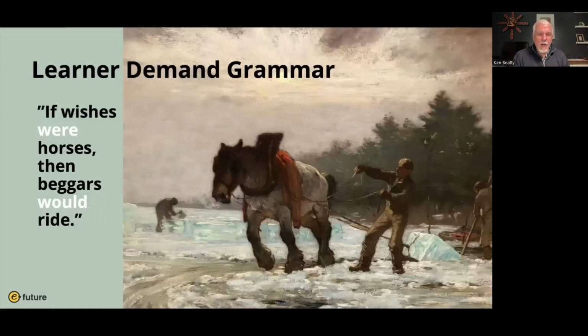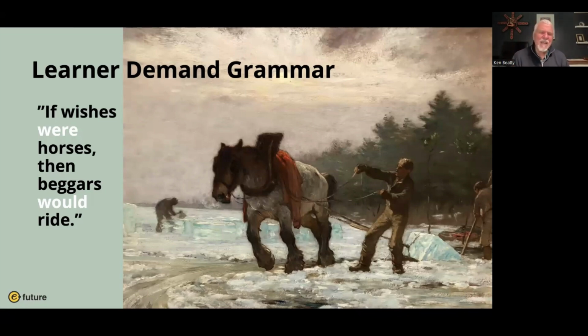With learner demand grammar, here was a personal example for me when I was a child, and my father would use this expression all the time. He would say to me, "If wishes were horses, then beggars would ride." And I had no idea what that meant. I would say, "Oh, Dad, it's so hot today. Can we go to the beach? I wish we could go to the beach." And he would say, "Ah, if wishes were horses, then beggars would ride." All I knew really was that it meant no. I don't know what it meant, but I knew that it meant no.